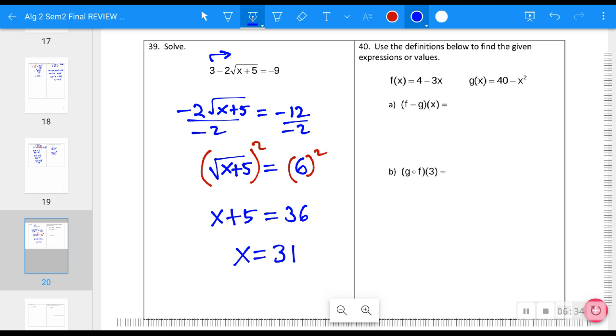And if you want to plug that 31 in to check it, you'd have 31 plus 5 is 36. Square root is 6. Double that, you get -12. 3 plus -12 is -9. You could check it on your calculator also. But that's a legitimate answer, and we're ready to move on.